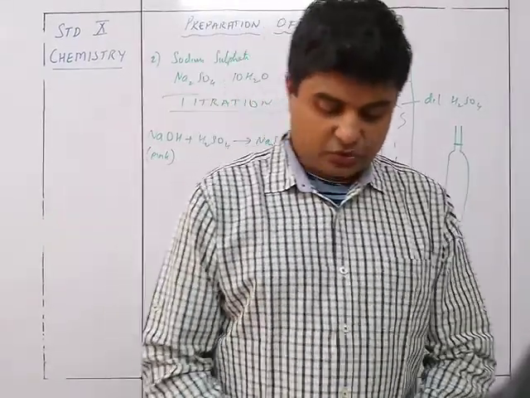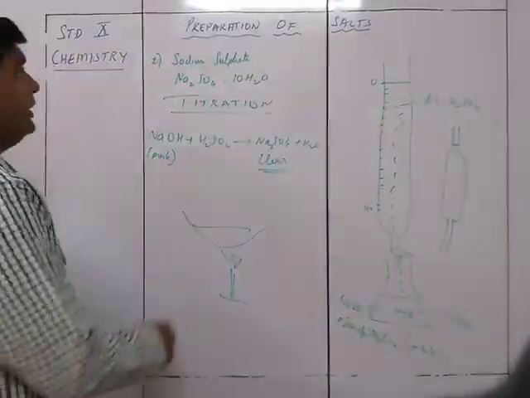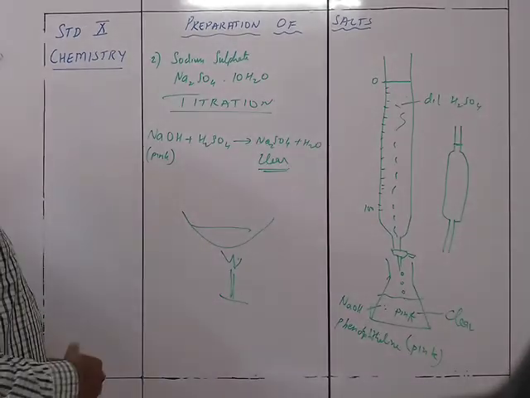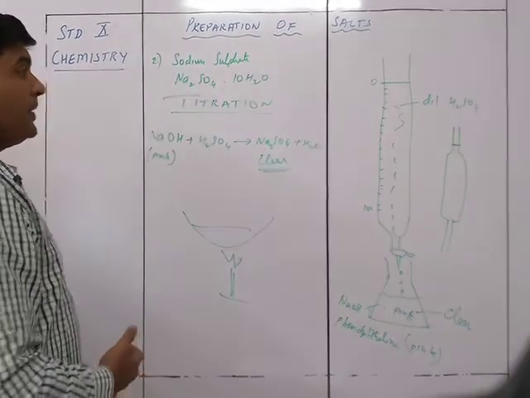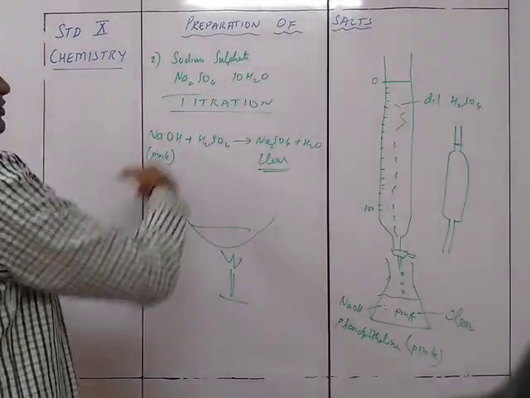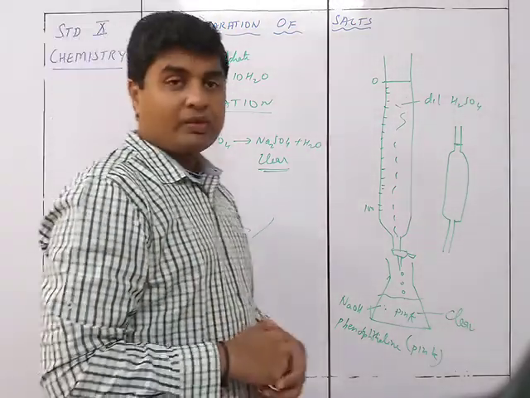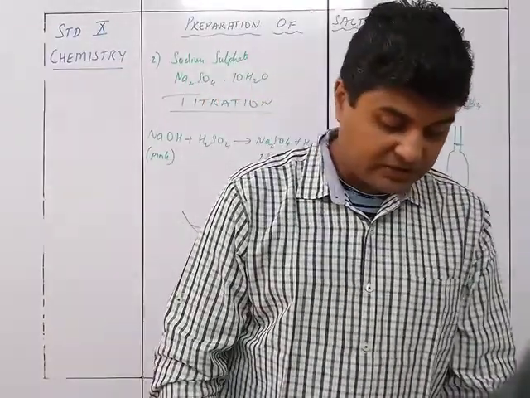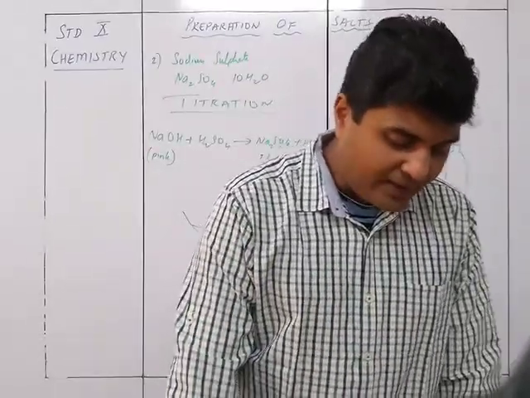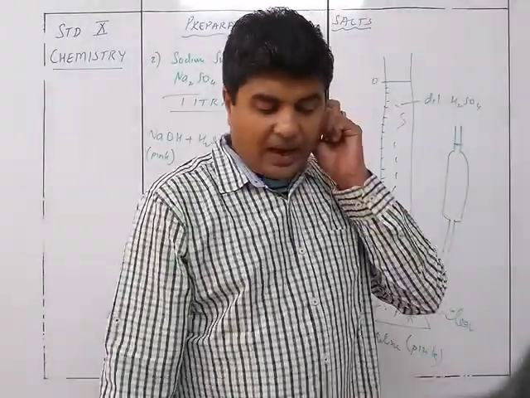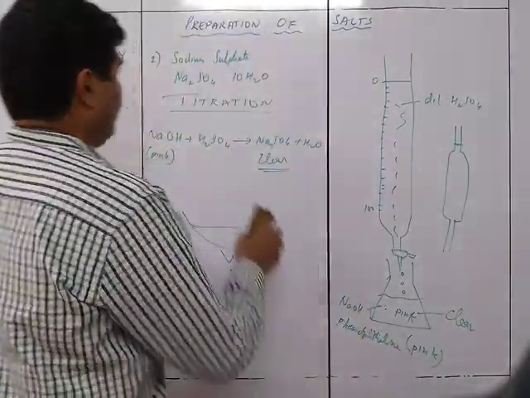Dry the crystals. So this was the procedure for laboratory preparation of sodium sulfate Na2SO4.10H2O using the method of titration. So titration is this particular process. The next one is the preparation of iron sulfate or zinc sulfate.